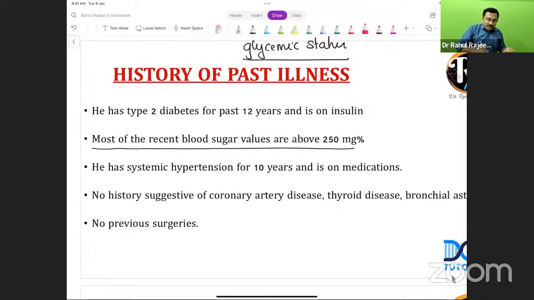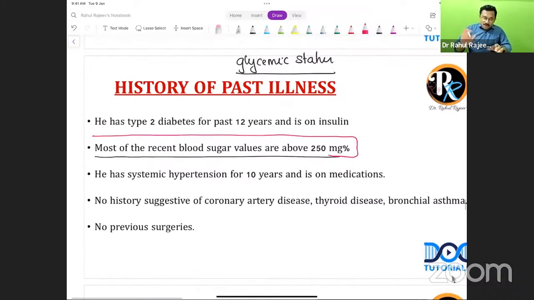What is the importance of the second line? The importance of the second line is that the diabetes is uncontrolled. And he has had systemic hypertension for 10 years and is on medication. There is no history suggestive of coronary artery disease, thyroid disease, or bronchial asthma. No history of any previous surgeries. These are the past illnesses.